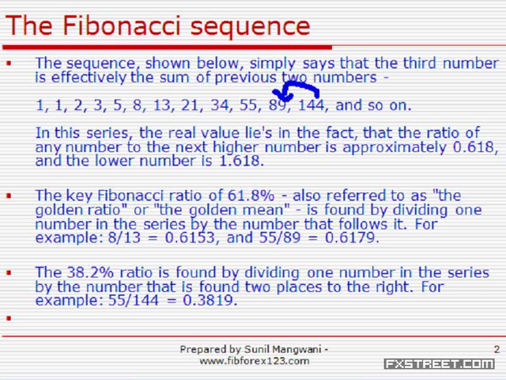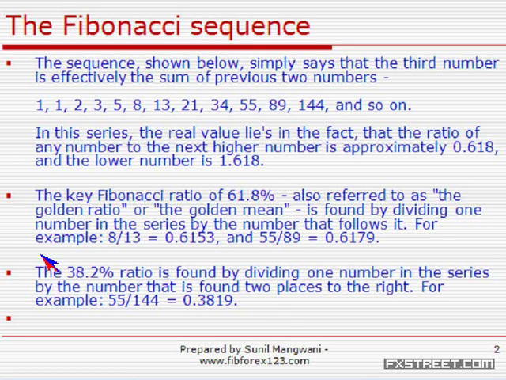So this ratio of 61.8 is known as the golden mean or the golden ratio, and it is simply found by dividing one number in this series by the number which follows it or precedes it, as the case may be. Right? Now, the Fibonacci ratios that we know, the most common Fib retracements that we talk about, the 38.2 and the 61.8, derive from here. 61.8, of course, is 0.618.